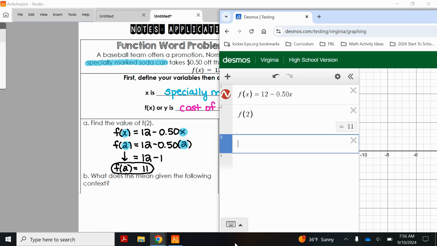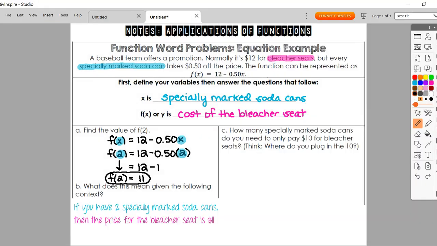Now we're going to talk about what this means in context, because that's going to be the answer to B. In the question we just solved, what it meant in context was that if you have 2 specially marked soda cans, then the price for that bleacher seat is going to be $11. For example C, we have how many specially marked soda cans. So I'll highlight that in blue because that's going to be our x value we're looking for. We're not given it, we're wondering how many.